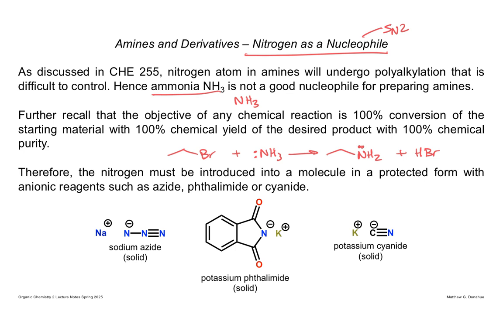And so you have to use these masked reagents. And because they're not just making amines, you have to remove the protecting group. So it's usually a two-step process.